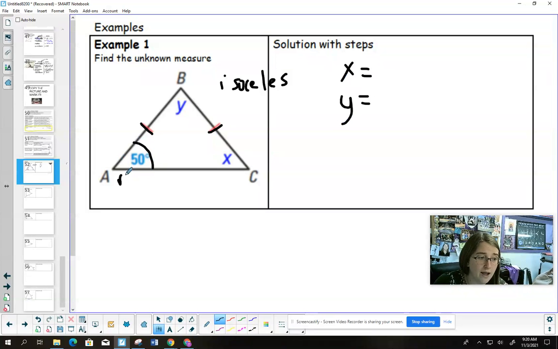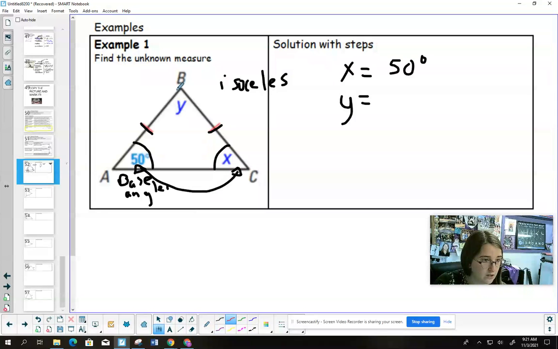This is one of my base angles. Again, the base angles are down there at the bottom of the triangle. I've got my two sides congruent, and those are the base angles. So is x or y going to also be 50? Which one is the other base angle? X is the other base angle, and so that means x is also 50. Here are my congruent sides, and here are my congruent angles.